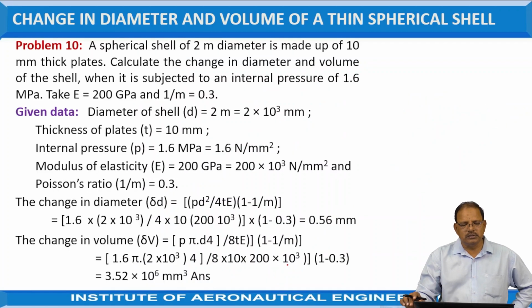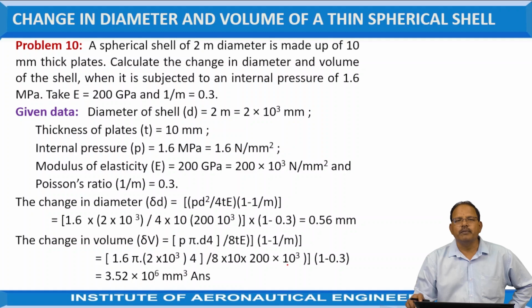Based on the change in volume of the spherical shell when it is subjected to an internal pressure, we are taking one problem here. A spherical shell of 2 meters diameter is made up of 10 mm thick plates. Calculate the change in diameter and volume of the shell when it is subjected to an internal pressure of 1.6 megapascal. Take E equal to 200 gigapascal and 1 by m equal to 0.3.